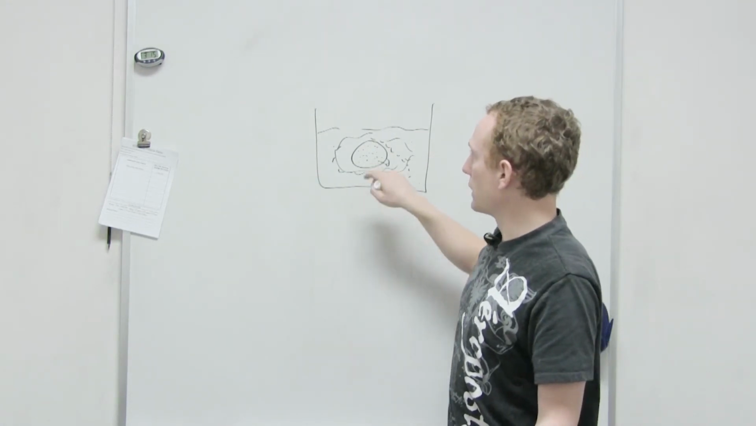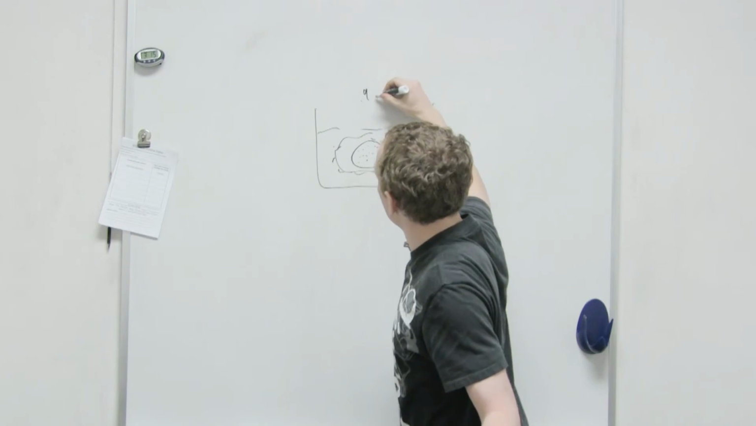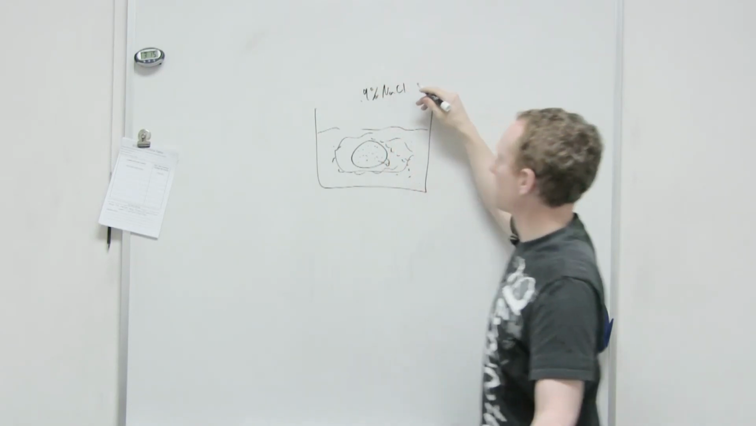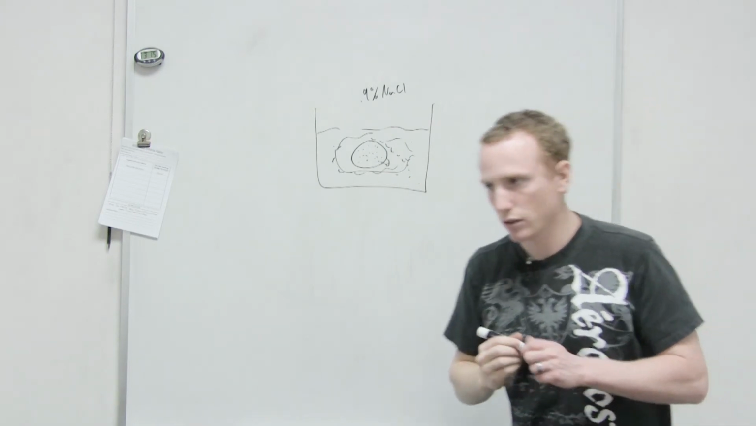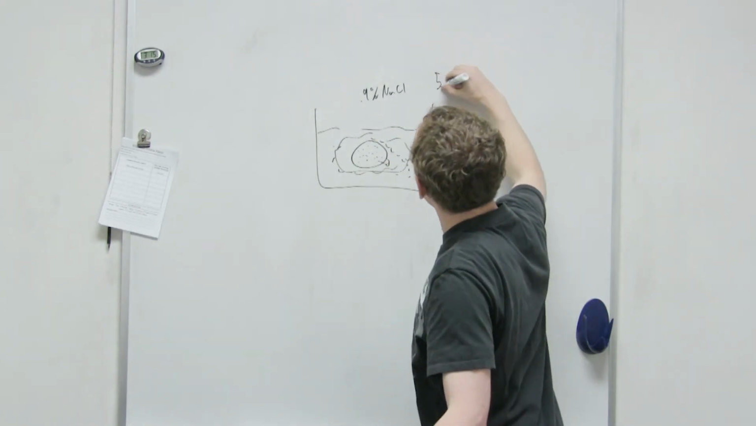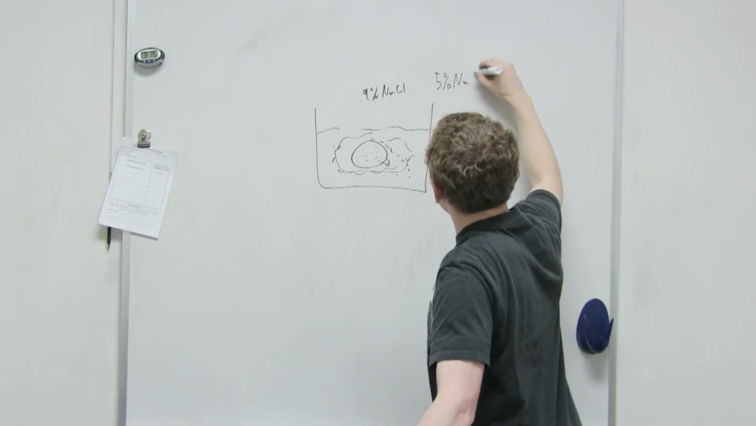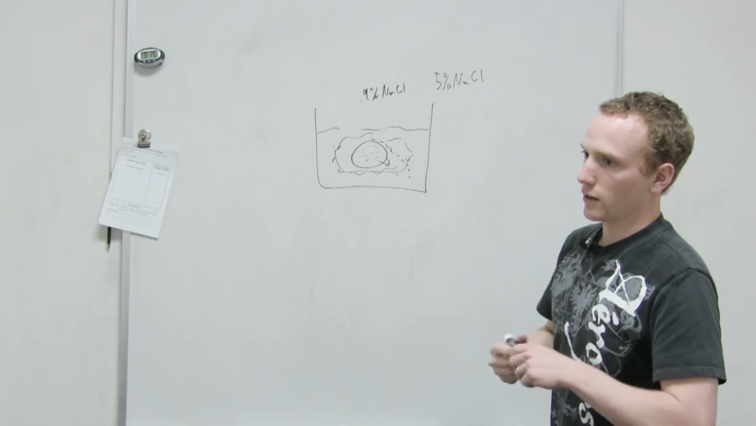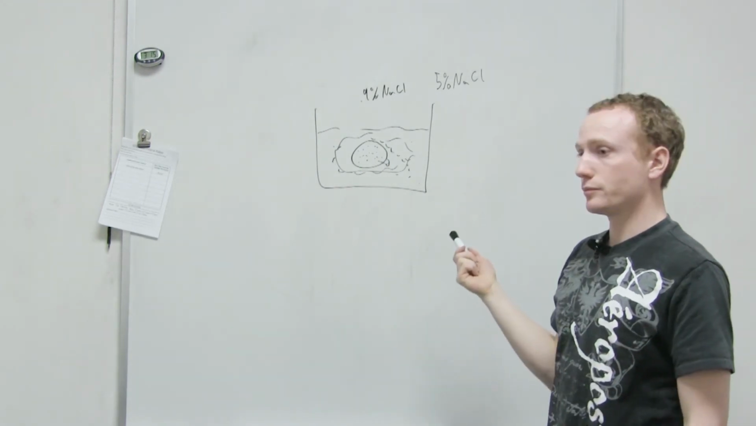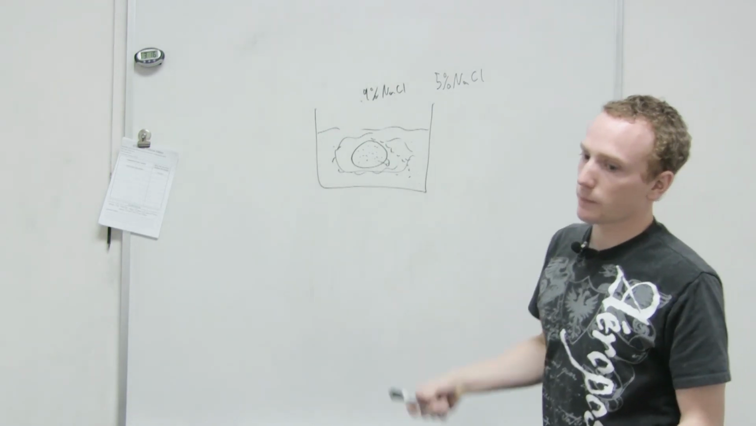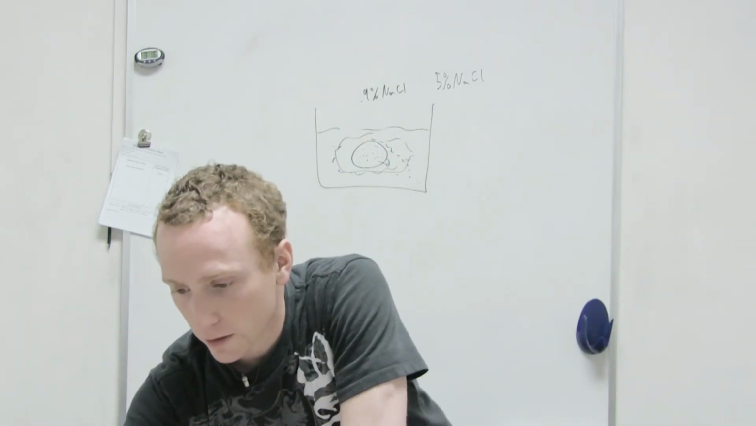Because cells are 0.9% sodium NaCl solutions. That's the concentration in a cell. So if I put it in a 5% NaCl solution of water, then the water flows out. Whereas if I put it in pure water, then the water would flow in. That's going to be the picture right here.